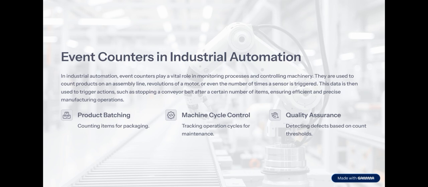First one is product batching, counting items for packaging. Machine cycle control, tracking operation cycles for maintenance. Quality assurance, detecting defects based on count.